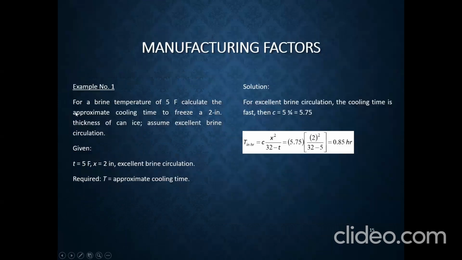Example number 1: for a brine temperature of 5 Fahrenheit, calculate the approximate cooling time to freeze a 2-inch thickness of can ice. Assume excellent brine circulation. Given: T is 5 Fahrenheit, X is 2 inches, excellent brine circulation; required is the time. Solution: for excellent brine circulation, the cooling time is fast, so C is equal to 5.34 or 5.75. So T in hours is C times X squared over 32 minus T, which is 5.75 times 2 squared over 32 minus 5, which is 0.85 hours. So that is the time of freezing.